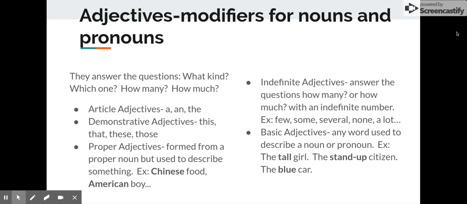Then we have the basic adjectives. These are pretty easy to identify. They're the easiest ones to identify. I saved them for last. It's any word used to describe a noun or a pronoun. Example, the tall girl. Which girl? Tall girl. What kind of girl? Tall girl. Tall is an adjective. The stand-up citizen. What type of citizen? Stand up. The blue car. Which car? Blue. So tall, stand up, and blue are all adjectives.